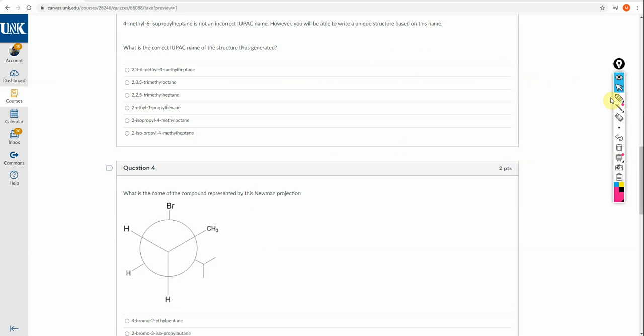So this problem is based on one of the problems we have seen in the book, where you are given a wrong name and you're asked to give the right name for that structure. So 4-methyl-6-isopropyl heptane. First draw the heptane, 1, 2, 3, 4, 5, 6, 7, and then 4-methyl. So this is 1, 2, 3, 4, 4-methyl, and then 6-isopropyl, 4, 5, 6. 6-isopropyl. That is the name.